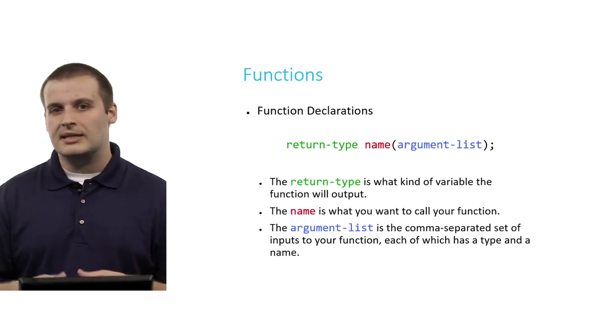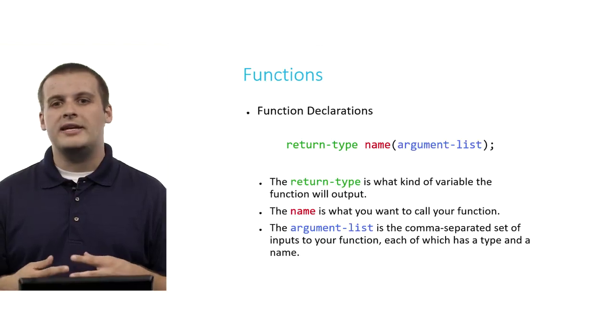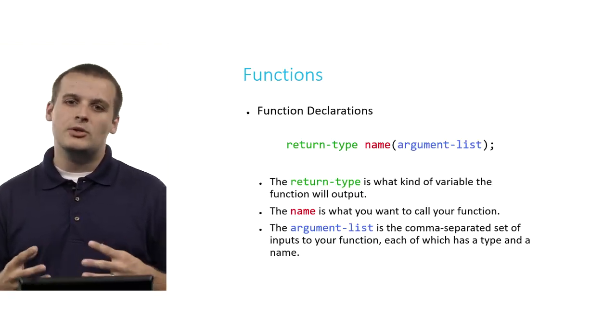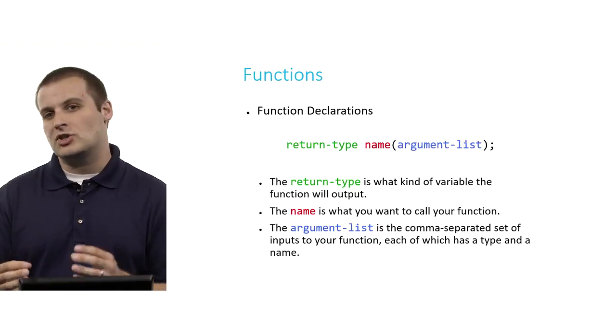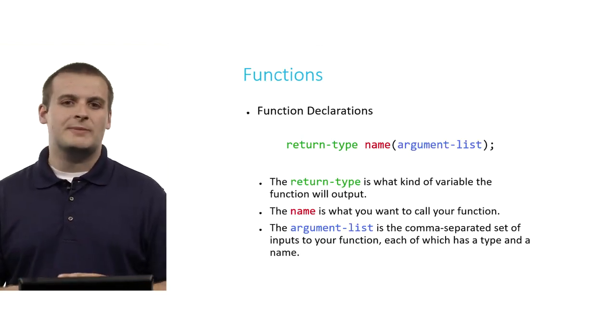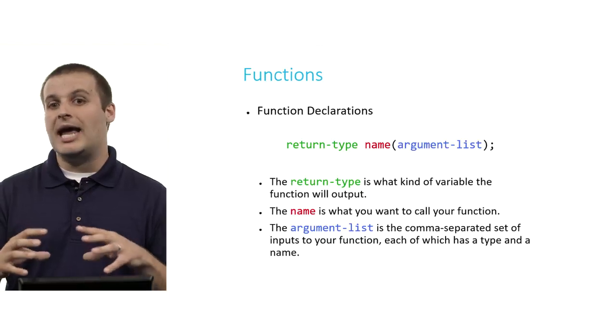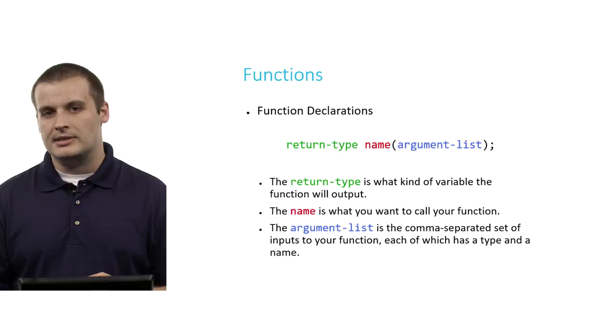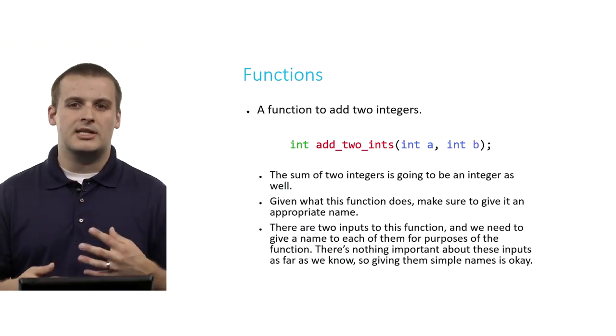Lastly, argument list is the comma-separated list of all the inputs to your function, each of which has a type and a name. So not only do you have to specify what type of variable the function will output, you also want to specify what type and types of variables the function will be accepting as inputs. So let's do an example here. Let's just take a look at a more concrete one.